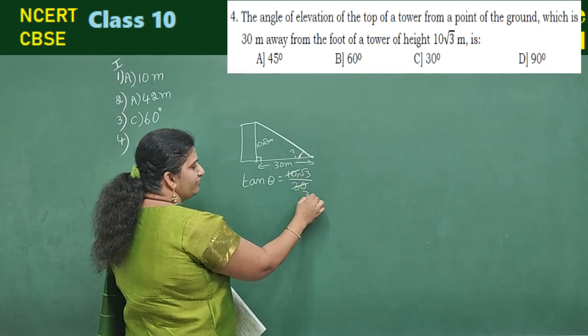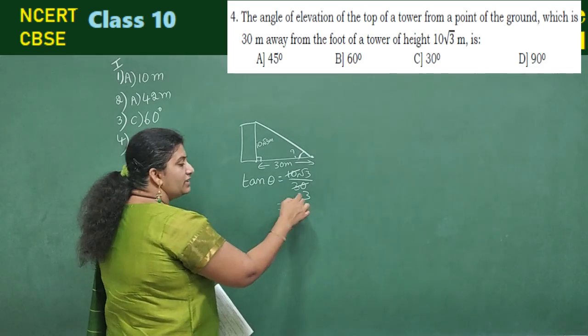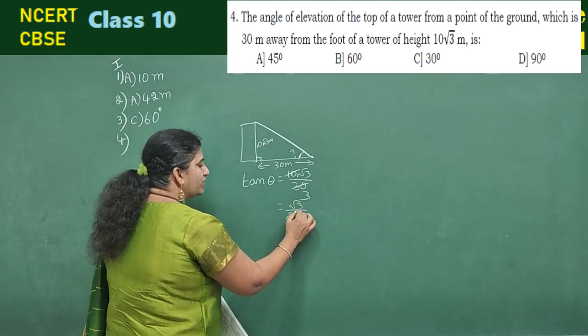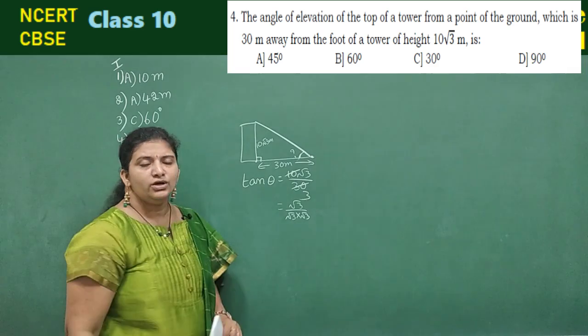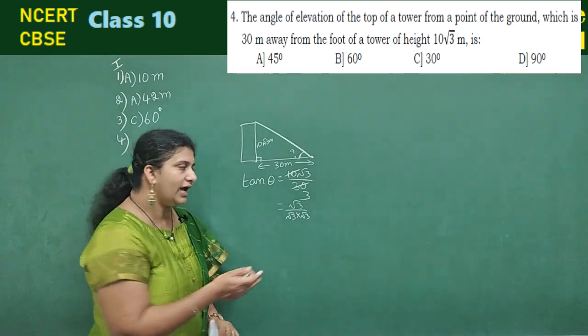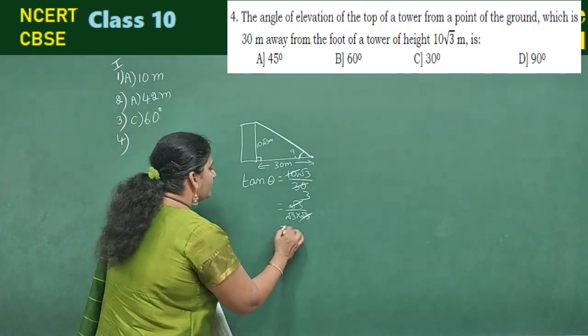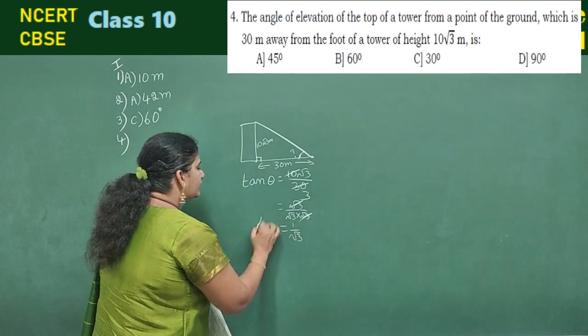Cancel this one. 10 threes are 30. And here root 3 by 3. You can split 3 as root 3 into root 3. Do you know this? Root 3 whole square is nothing but 3. So that 3 I can write as root 3 into root 3. Root 3 cancels. 1 by root 3.